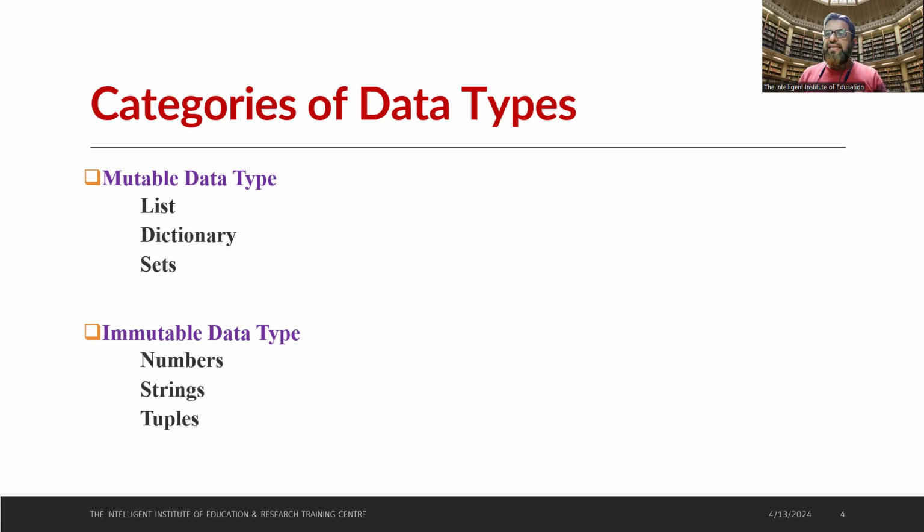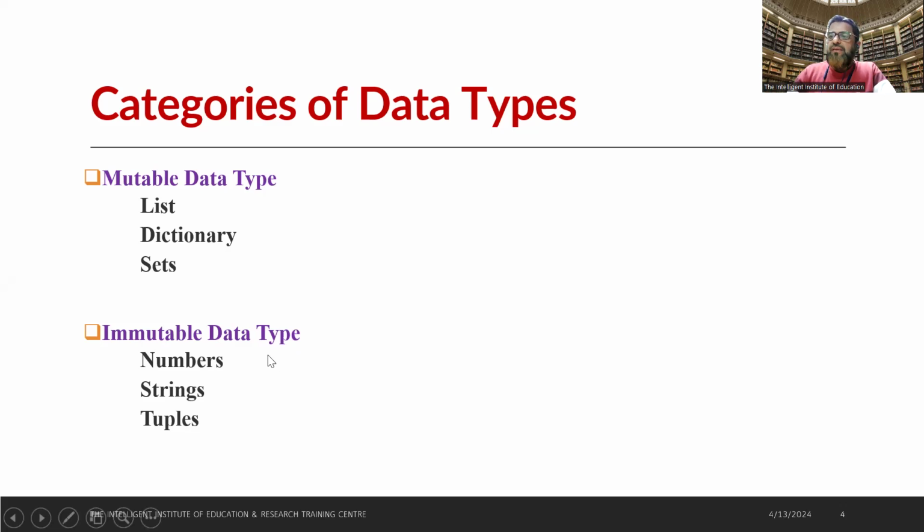A list also contains different types of data, for example, what is your name, what is your age, what is your qualification. Later on, whenever required, we can update it, we can change it, right? And we have dictionary, we have sets.